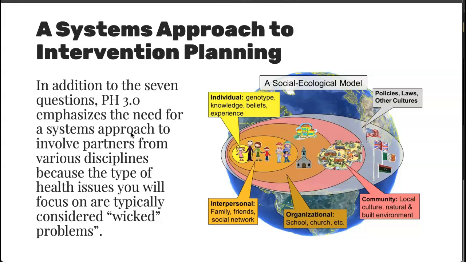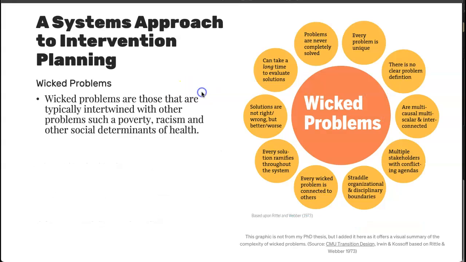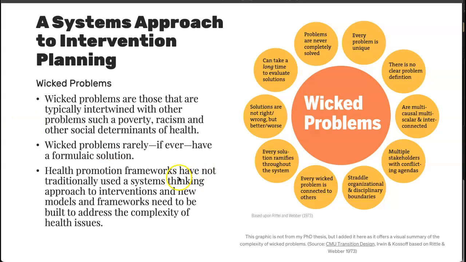Systems approaches are most appropriate for addressing what we call wicked problems, and that may be a term that you've heard before. What are wicked problems? Wicked problems are those that are typically intertwined with other problems, such as poverty, racism, social determinants of health. Wicked problems, by definition, rarely, if ever, have any kind of formulaic solution, like A plus B, you're going to get C, right? Health promotion frameworks have not traditionally used systems thinking, which is kind of surprising, but they really haven't. And so we really need to start developing these new models and frameworks to think about ways to address these wicked problems.